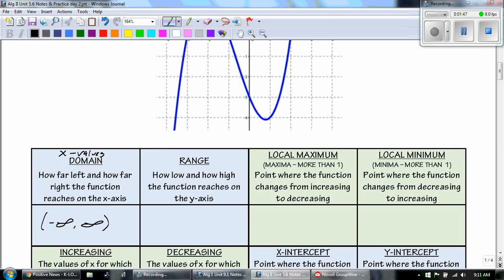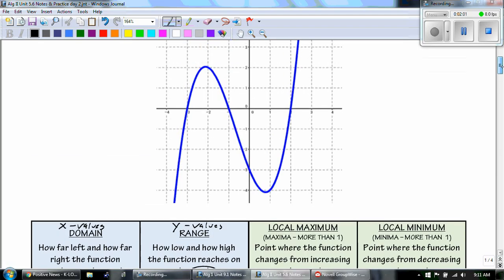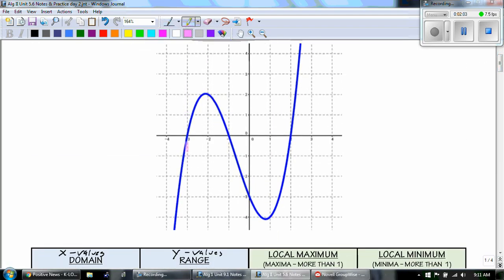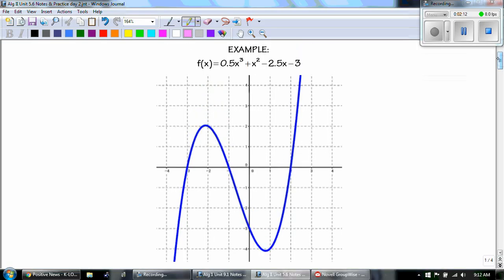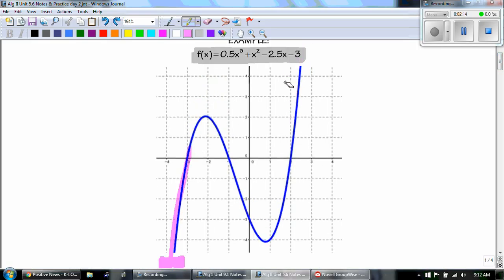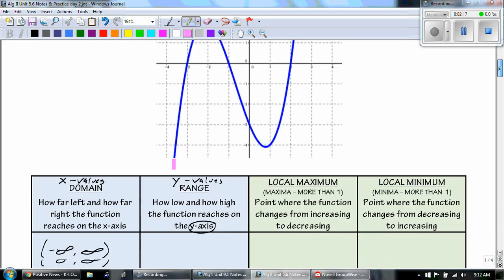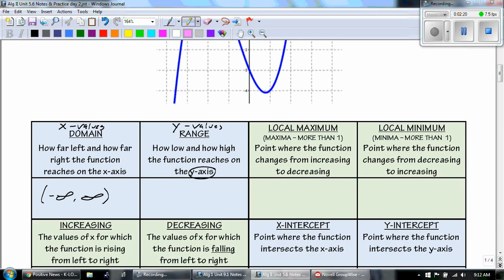Now, the range is how low and how high the function reaches on the y-axis, okay? So the range is our y values, okay? Now, for this one, you can see that we're going all the way down and all the way up. There are no restrictions on this graph. Now, that is not always going to be the case, but for this one it is. So I know that my range goes from negative infinity to positive infinity, and we'll make that look a little bit better.